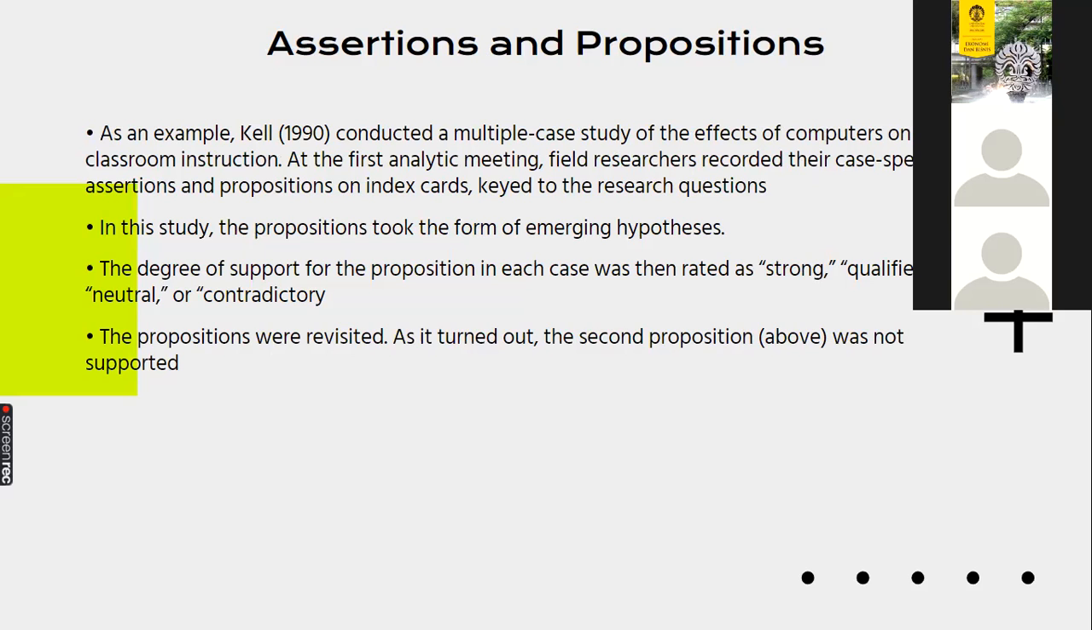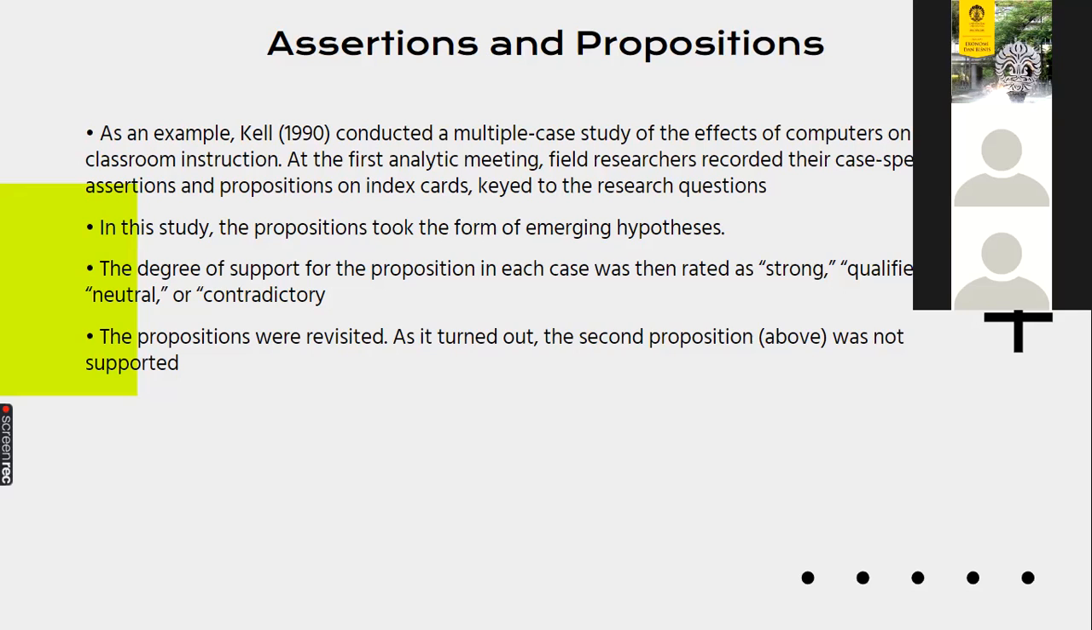The first hypothesis is that teachers' preferences for different software programs are greatly influenced by their theoretical orientation to reading. And the second one is that individuals' learning and self-direction, as well as cooperation and peer teaching, are promoted by computer use, and some transfer of these learning styles to other class activities may occur. The degree of support for the proposition in each case was then rated as strong, qualified, neutral, or contradictory.